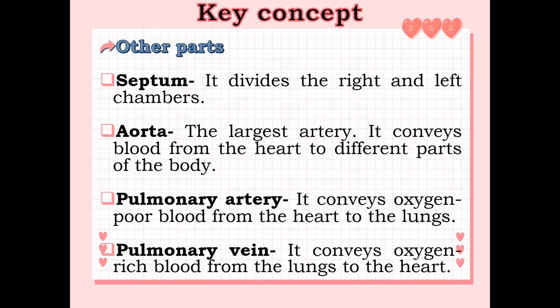Here are the other parts of the circulatory system. Septum. It divides the right and left chambers. Aorta. The largest artery. It conveys blood from the heart to different parts of the body. Pulmonary artery. It conveys oxygen-poor blood from the heart to the lungs. Pulmonary vein. It conveys oxygen-rich blood from the lungs to the heart.